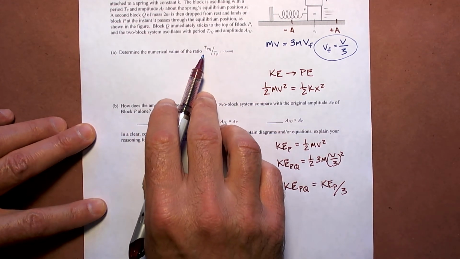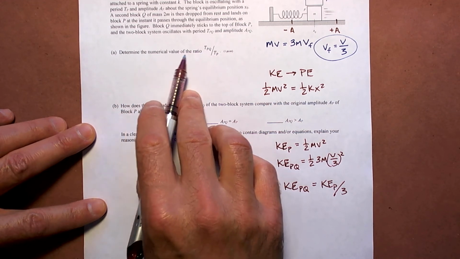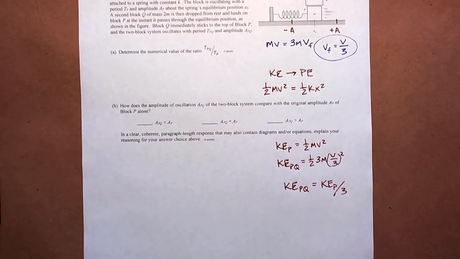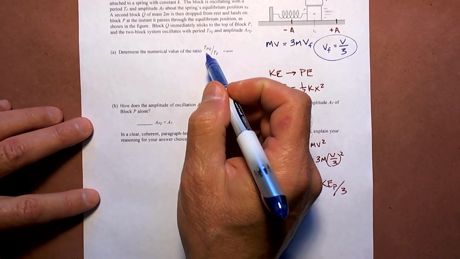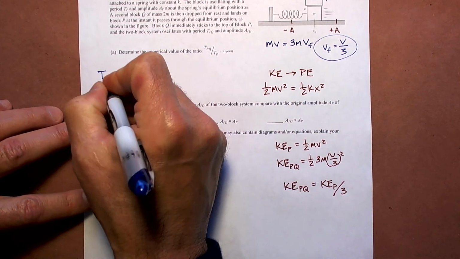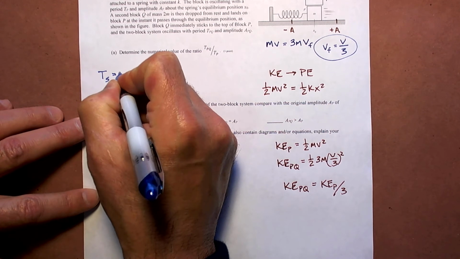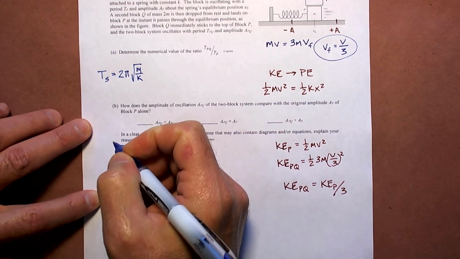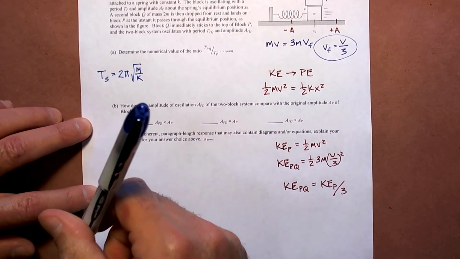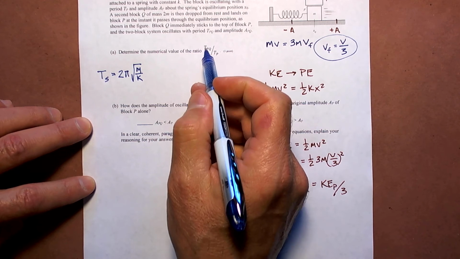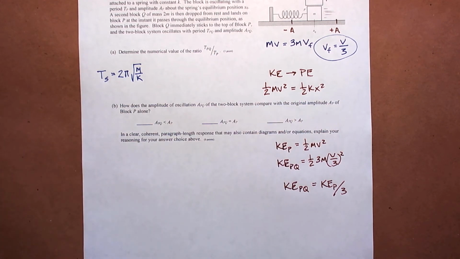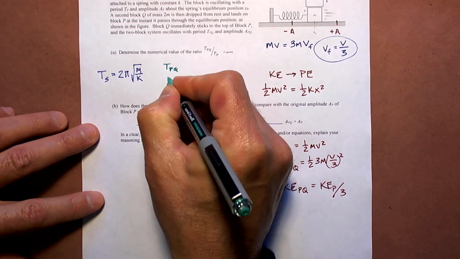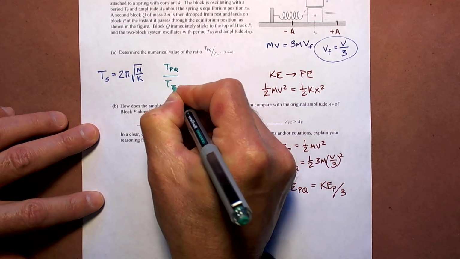The first one says, let's figure out a numerical value for the ratio of TPQ to TP. Well, the first thing we need to do is determine what the formula is for the period of a spring. If we look at the equation sheet, or if you have it memorized, the period of the spring is 2 pi root m over k. Now that's true for any spring-mass system. But what we want is the ratio of TPQ to TP. So what we're really looking for is TPQ divided by TP.